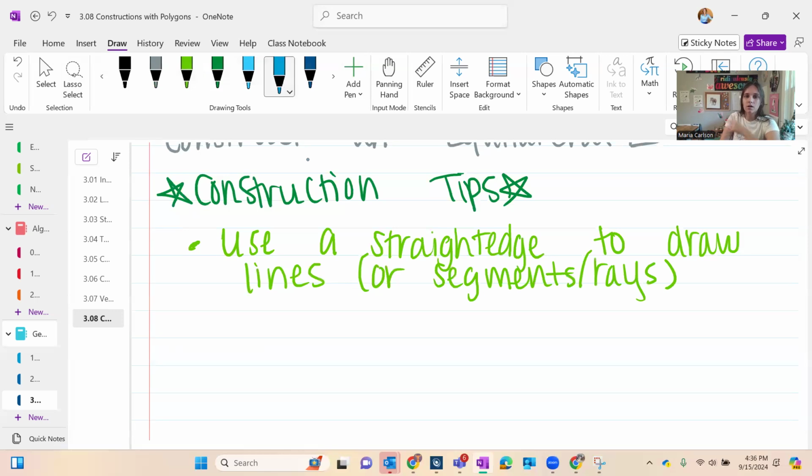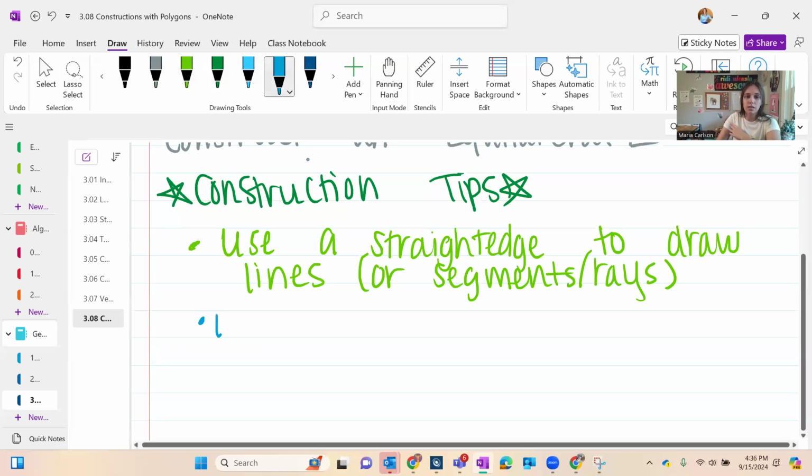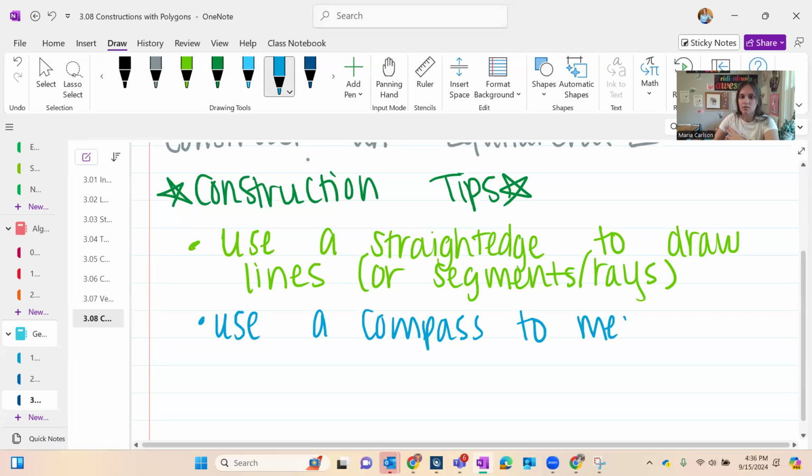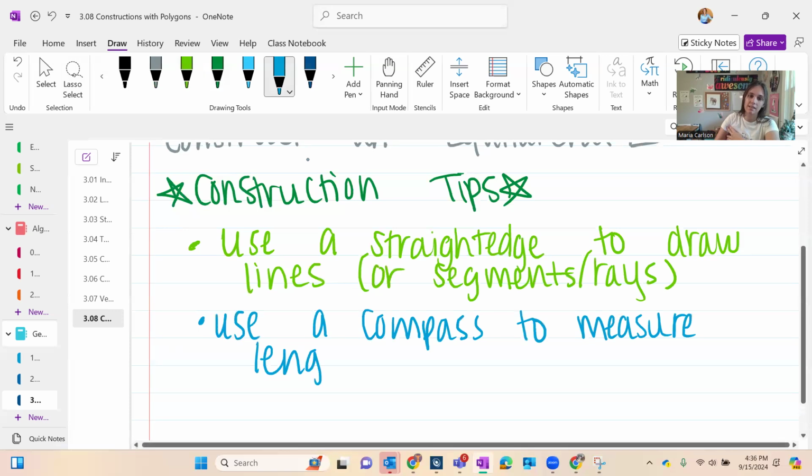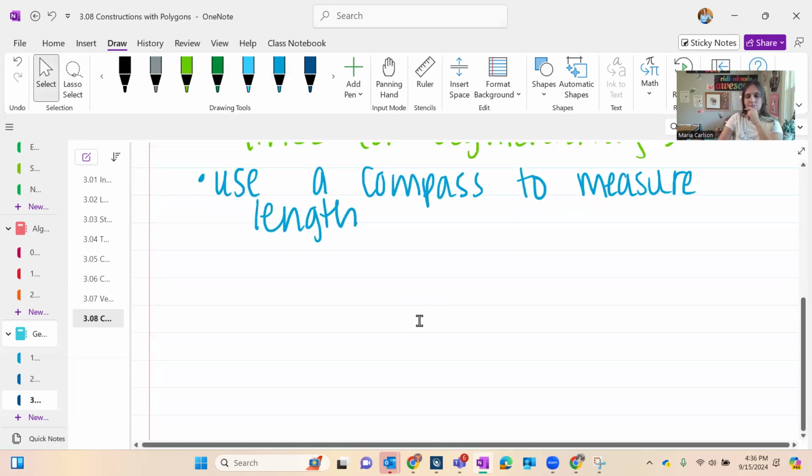Then we can also use a compass, right? We started looking at a compass to almost measure length. So we can use a compass to measure length, or even sometimes, as we saw, it could be used to measure angles. That's all part of it.